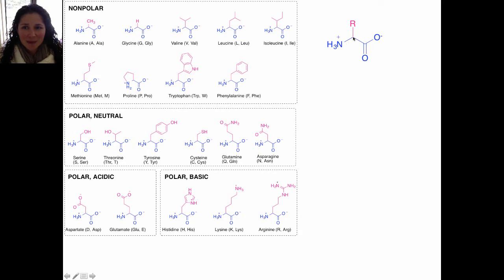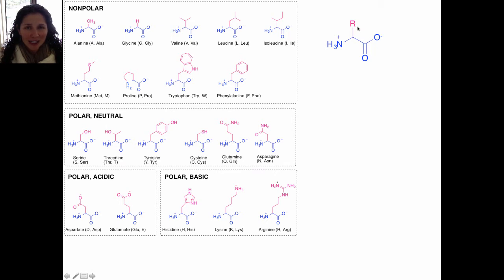Here's the basic structure of an amino acid at pH 7. It has the same amino acid backbone. So you have a protonated amine and a carboxylate with a carbon in between. These are the two functional group forms that you'll see at pH 7. But you could also see this as an amine and this as a carboxylic acid. Attached to this carbon, which is called the alpha carbon, is an R group.